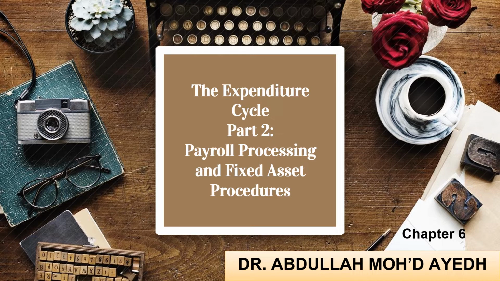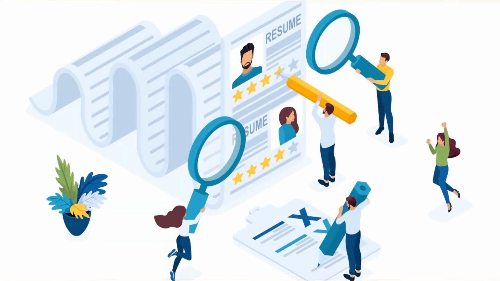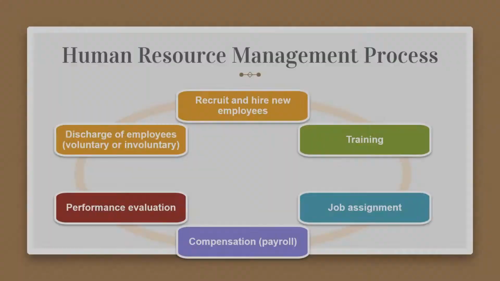This week we are going to talk about the second part of the expenditure cycle, payroll processing and fixed asset procedures. So when we talk about payroll, for sure we will talk about recruiting the staff and evaluating them, also about training the staff, appraising the performance of the staff, and also about keeping the records for the staff, as well as for dismissing the staff voluntarily or otherwise.